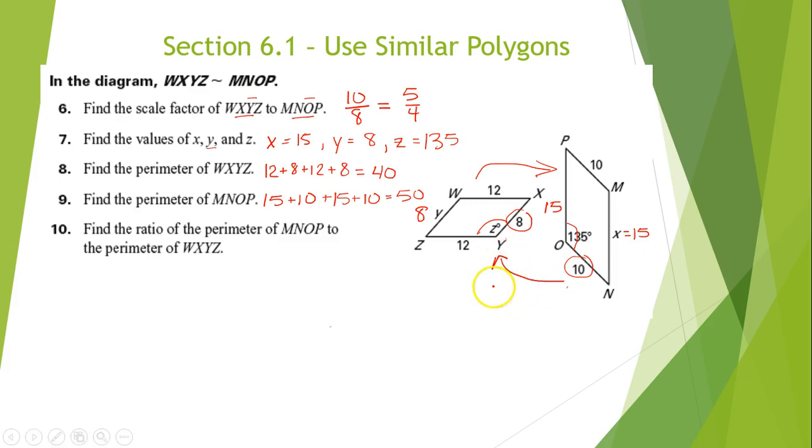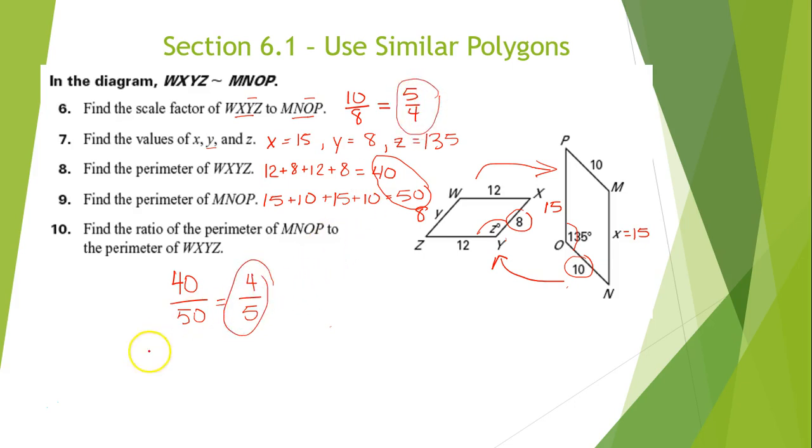Okay, so going the other direction, we're going from a bigger figure to a smaller number, which means our ratio is going to be these two as a ratio. So 40 over 50, which reduces to 4 over 5, which is basically the same thing up here. If we're asked to find the ratio of the perimeter of WXYZ to MNOP, then it would be the same number as we found up here.